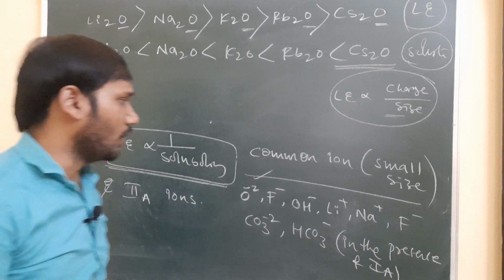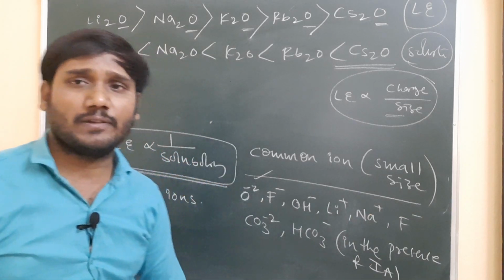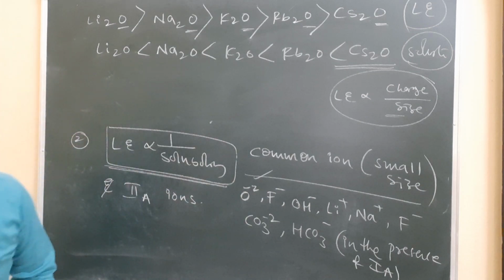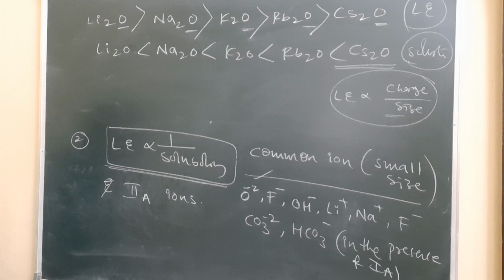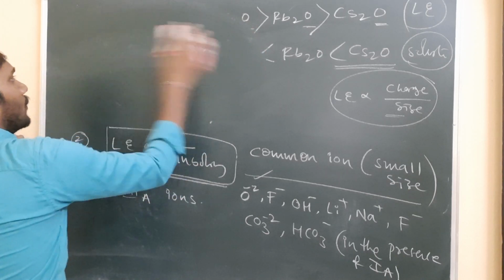So this is applicable when the common ion is small. This is where lattice energy is inversely proportional to solubility. Clear? So next is the third factor: solubility is directly proportional to hydration energy.